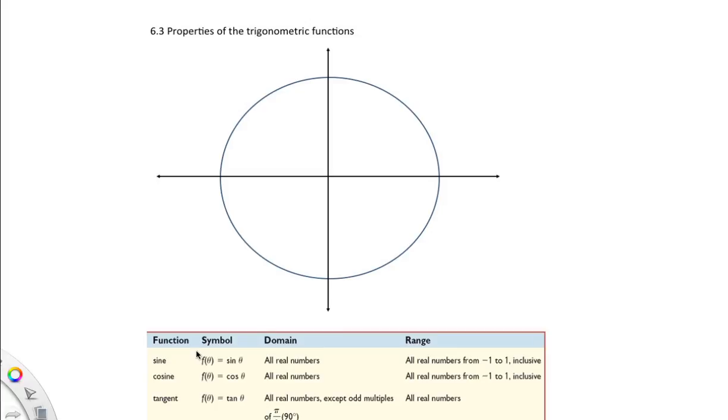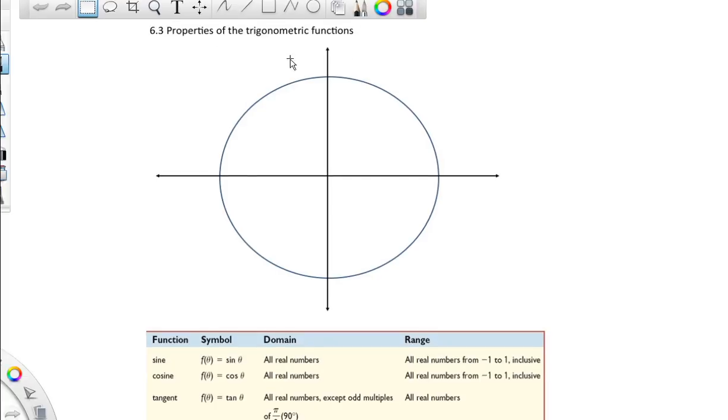6.3 Properties of Trigonometric Functions. So I introduced trigonometric functions in 6.2, sort of. I didn't spend a lot of time on some of the more theoretical aspects of it. But we learned that the sine of theta is equal to y. So that's a function that depends on theta.